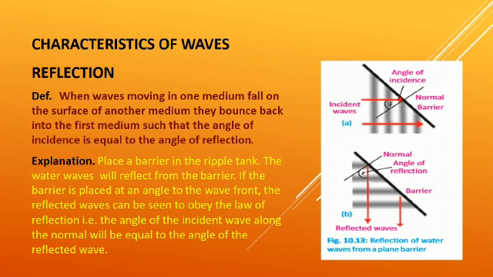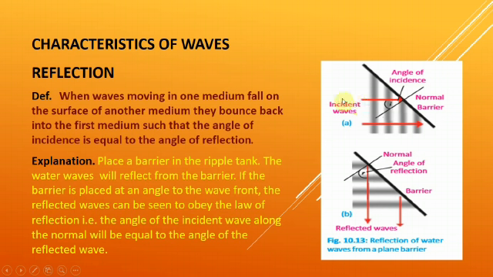Students, in the previous lecture you were taught that in the ripple tank we generate straight waves with the help of an oscillator. In this case, what we are going to do is place a barrier in the ripple tank. You can see the barrier. When we start the vibrator of the ripple tank, that vibrator or oscillator will produce straight waves, as I told you in the last lecture.